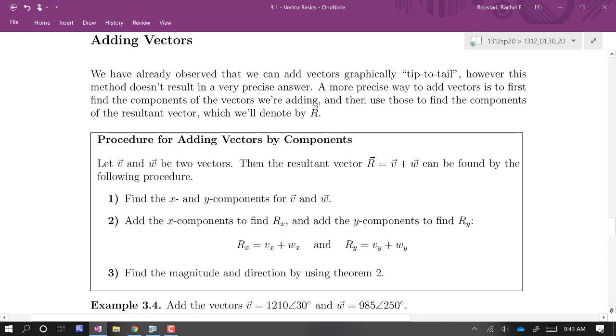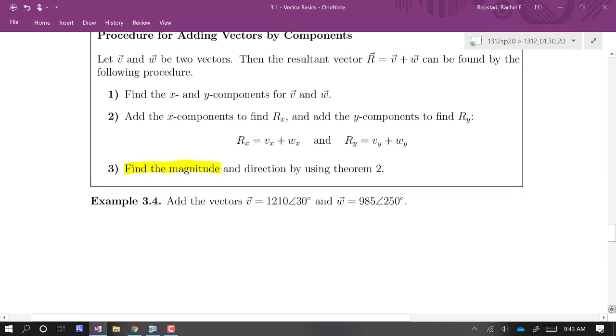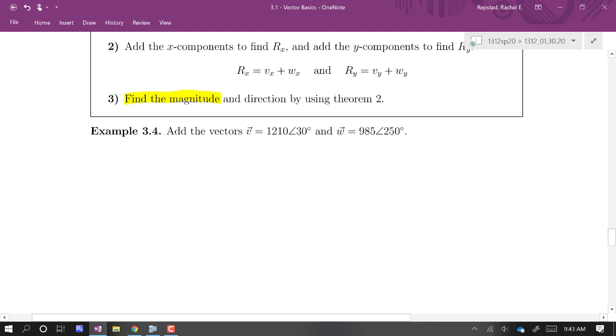Again, we just have to be careful about what quadrant our vector is in when we do this last step of finding the direction, right? So making sure we get that reference angle first and then making whatever adjustment we need to make for the quadrant that our vector is in. And everything else is pretty much the same. So we're adding a first quadrant vector, 30 degrees, and then that's a third quadrant vector, 250 degrees. Let's find our components.